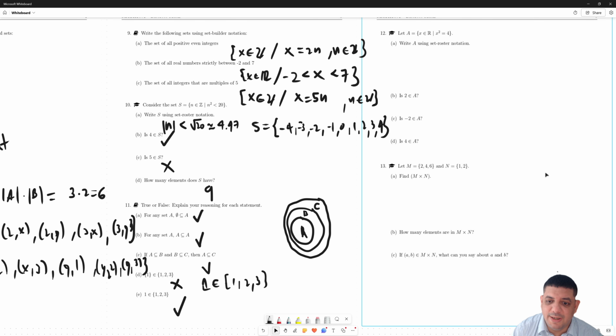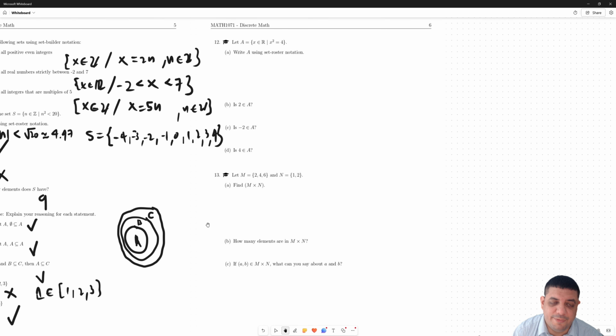Okay. Now, last on our examples for section 1.2, we have the set A equals x squared equals 4. Let's write A using set builder notation. Because we're looking for the numbers so that x squared equals 4, this is going to be simply 2 elements. It's going to be minus 2 and 2, which are the elements that squared give me 4. Is 2 in A? Yes. Is minus 2 in A? Yes. Is 4 in A? No. Because 4 squared is not 4, it's 16.